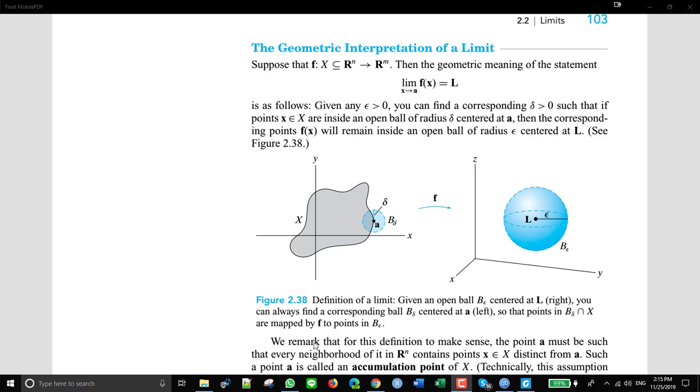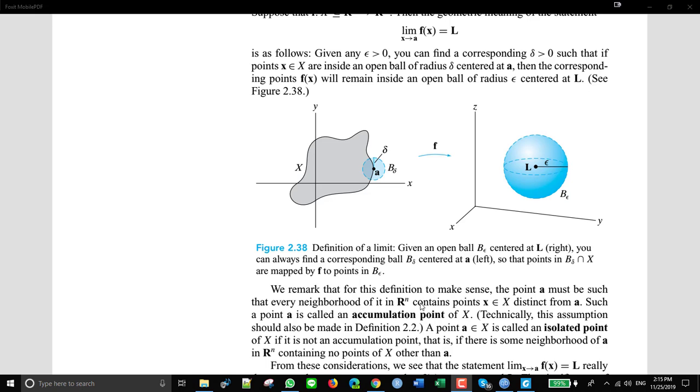Okay, so she says one thing. She says, we remark that for this definition to make sense, the point A here must be such that every neighborhood of it in Rn contains points X in X distinct from A. And she says such a point A is called an accumulation point of X. So an accumulation point of X is a point so that every neighborhood of it contains points in X.